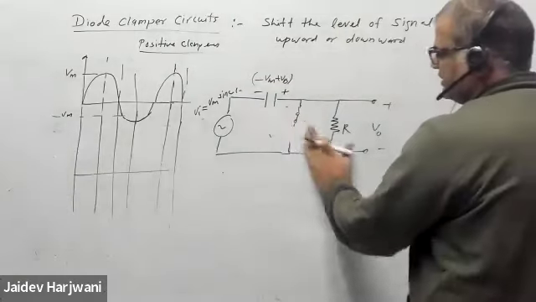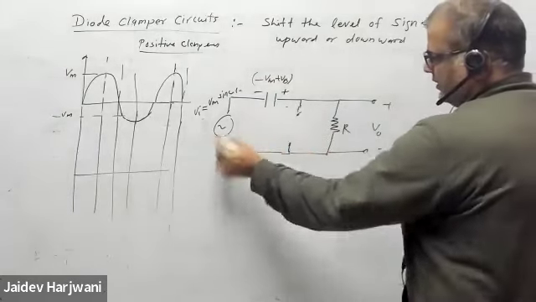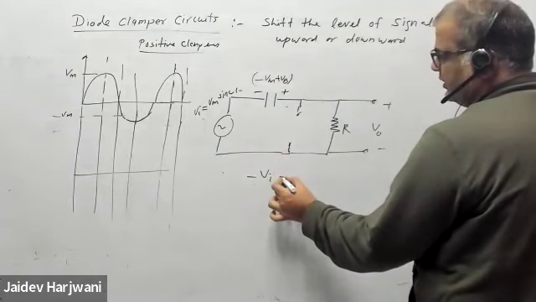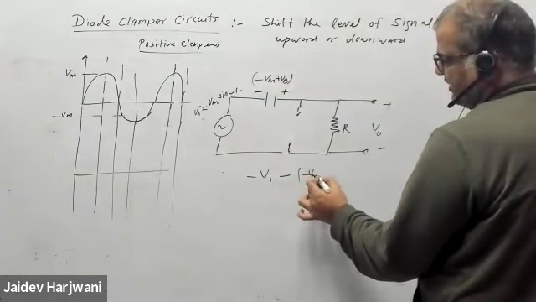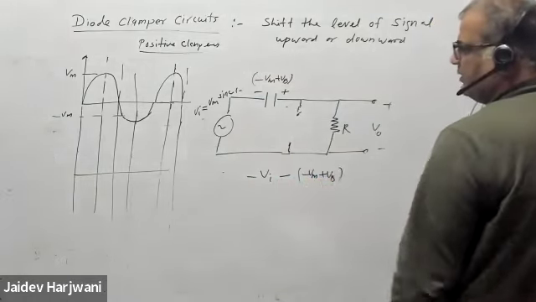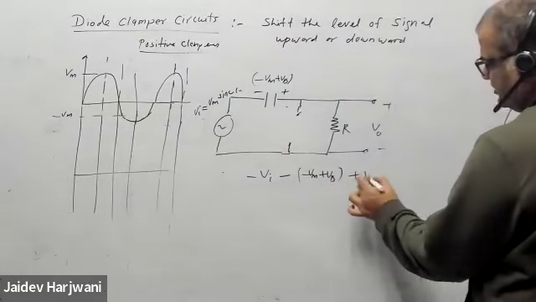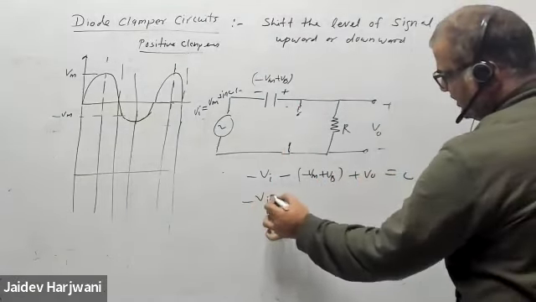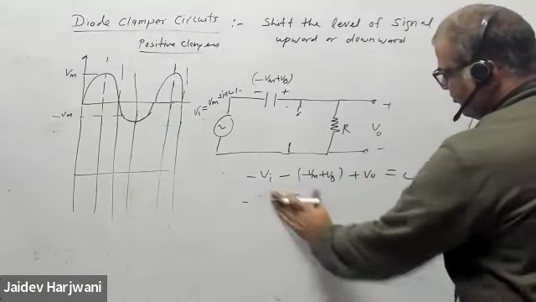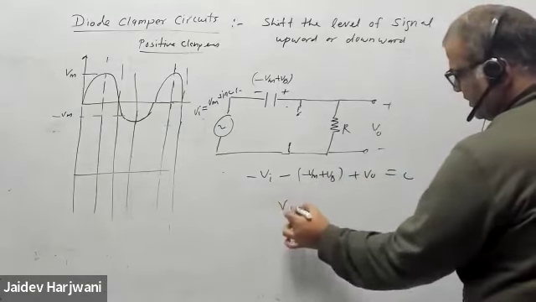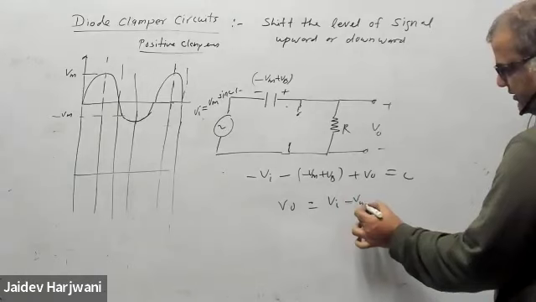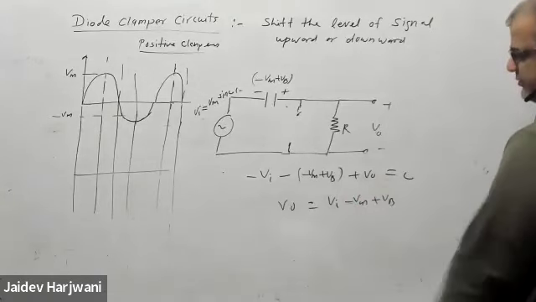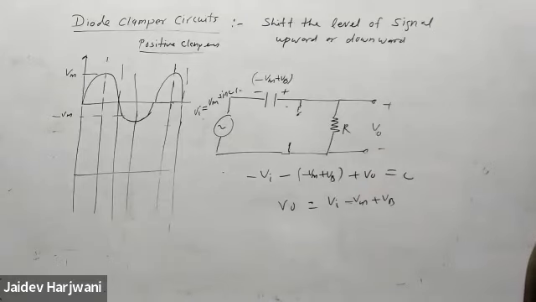So now once it is completely charged, this becomes open. Again you write minus VI minus VC, that is VM plus VB, and plus V output equals 0. So minus VI plus, we want V naught. So V naught will be VI plus minus VM plus VB is the equation. Okay, now see what happens. Put the values of input.